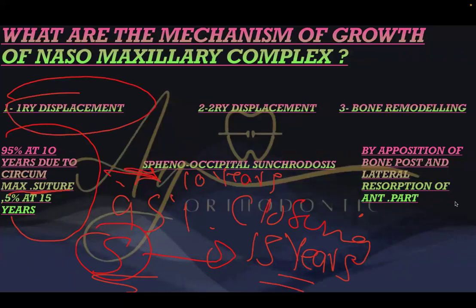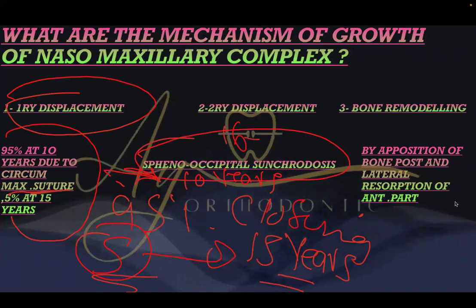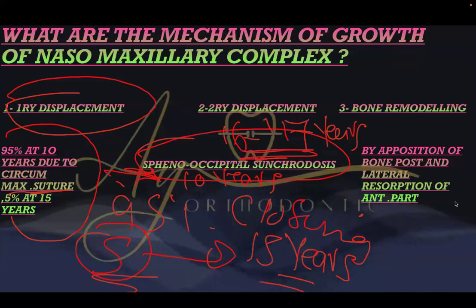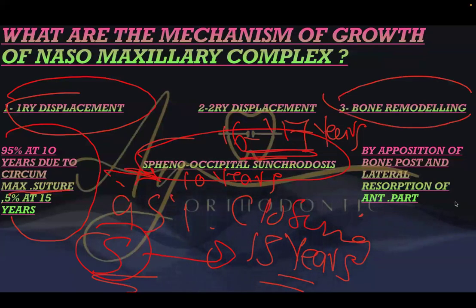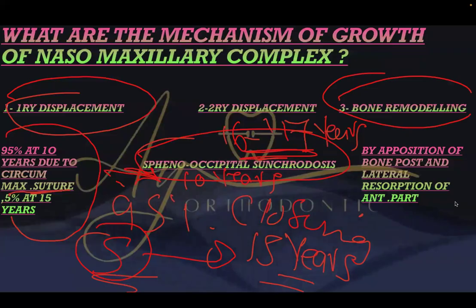What about the secondary displacement? The secondary displacement happens due to the spheno-occipital synchondrosis, which closes by 16 to 17 years old also. I need to maintain all the result till the growth has ceased. And the third mechanism is bone remodeling, by adding bone at the posterior part and the lateral part of the skull, leading to resorption of the anterior part. We will learn all of this in the growth lecture later on.